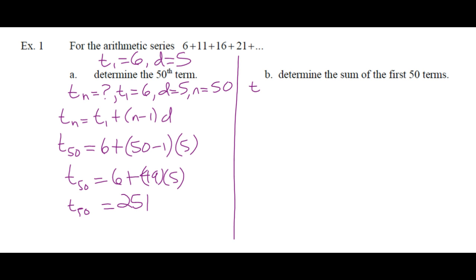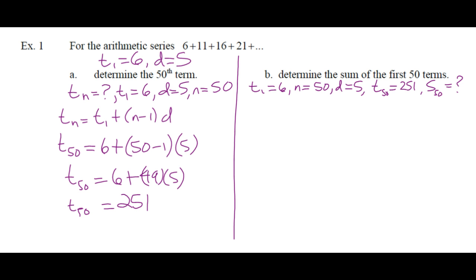So here, let's list what we've got. T1 is equal to 6. We know that n is 50. We know that d is 5. We know that T50 is 251. And that S50 is what we want to find.